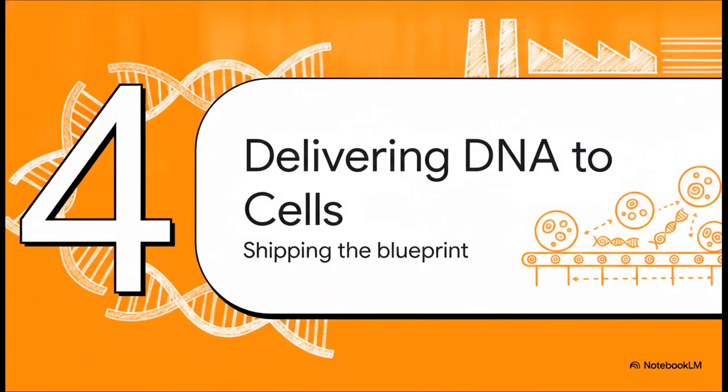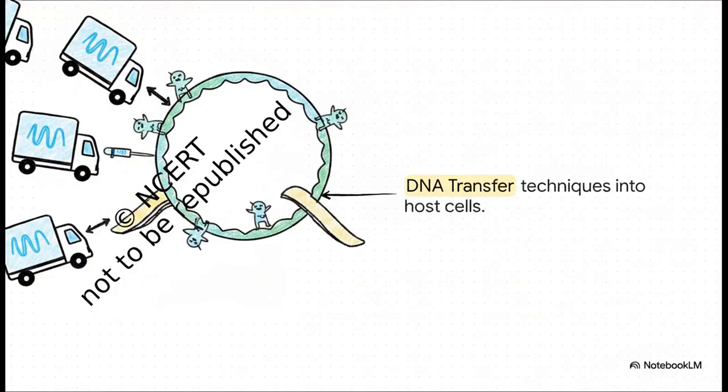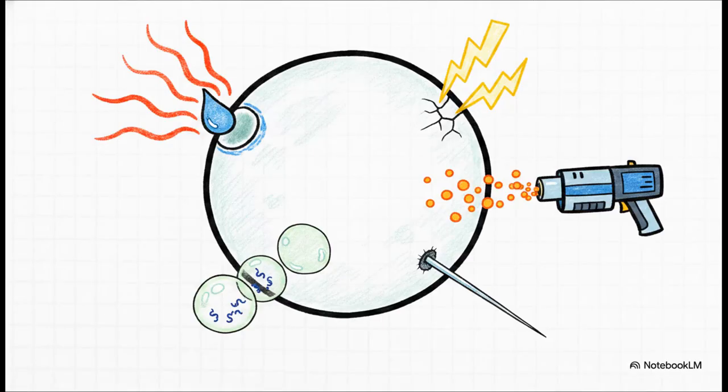Okay, phase 4, delivering DNA to cells. We've got our instructions, and thanks to PCR, we have millions of copies. Now we have to actually ship them onto the factory floor. We need to get this DNA inside a living host cell. Getting inside is tough because the cell membrane is heavily guarded and naturally repels foreign DNA. So, scientists have engineered several truly fascinating biological delivery trucks to outsmart the cell's defenses and force our genetic payload inside. We actually have a whole arsenal of techniques for this.